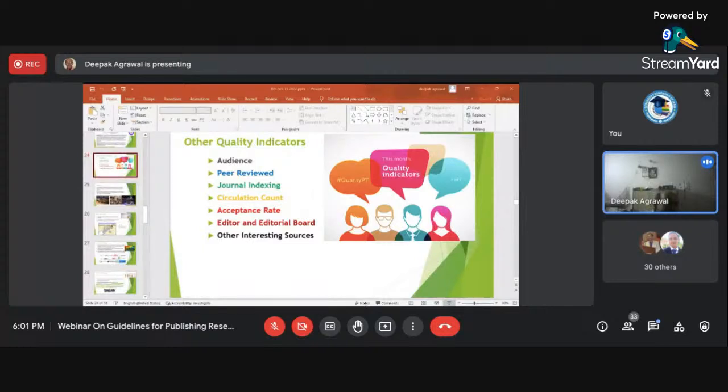If your paper is in a general format, and you think that it is suitable for all types of audiences, in that case, you definitely move towards the multidisciplinary journals.